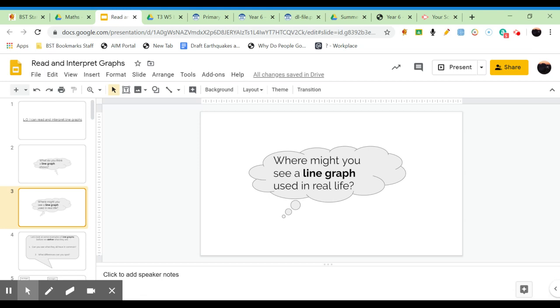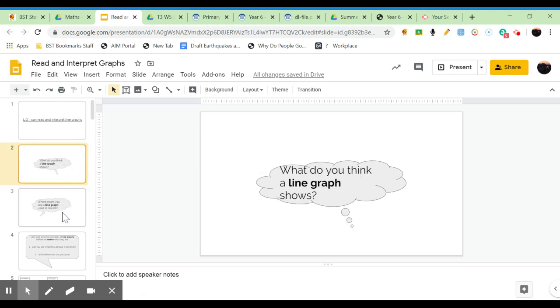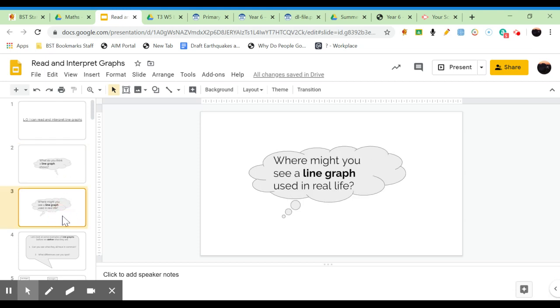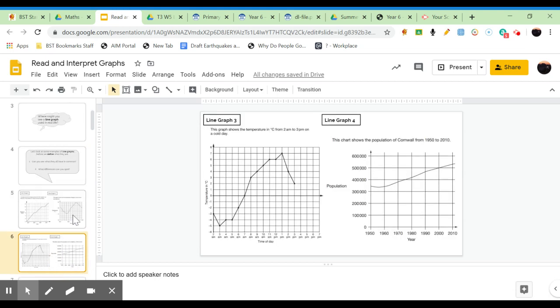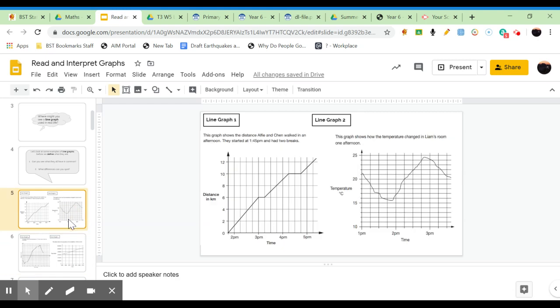Okay, so where might you see a line graph used in real life? Well, both of these two questions that we've answered previously, we need to look at what a line graph is. So now I'm going to jump to the line graphs, and those of you who are more observant would have seen that there would be 4 examples of line graphs on your form. Now, I have some other questions that I'm going to ask you in a moment. But before I do, I'm going to start by looking at these line graphs.